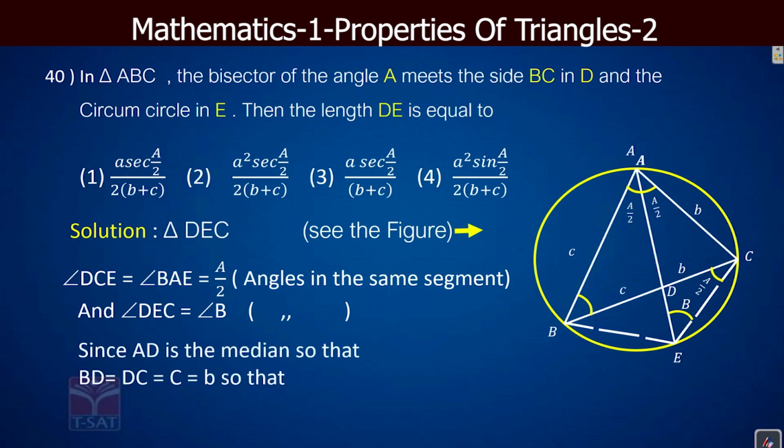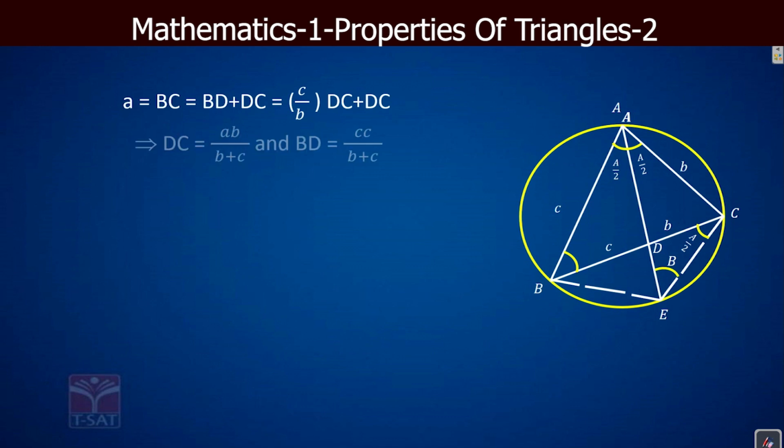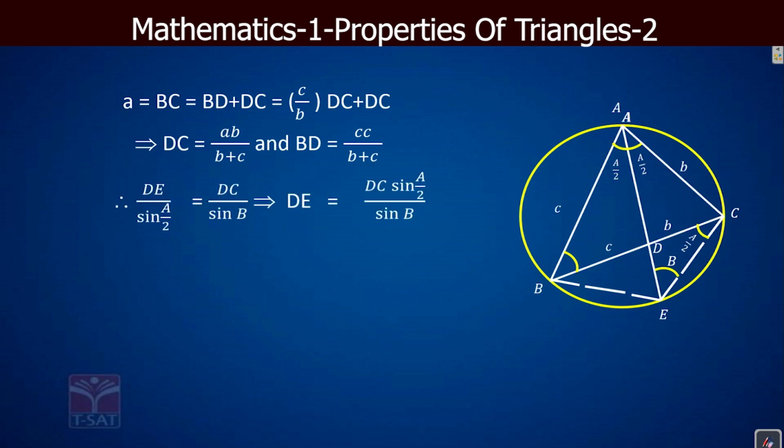Now, since AD is the angle bisector, BD is to DC is always C is to B. Please remember that the bisector of an angle of a triangle divides the opposite side in the ratio of the other two sides. So here BD is to DC is AB is to AC, which is C is to B. So small a is equal to BC, which is BD plus DC, that is C by B into DC plus DC. So DC is equal to AB by B plus C, and BD is equal to CA by B plus C.